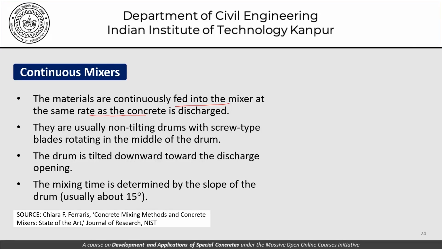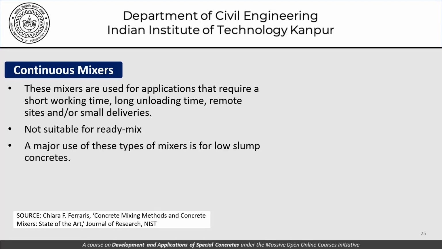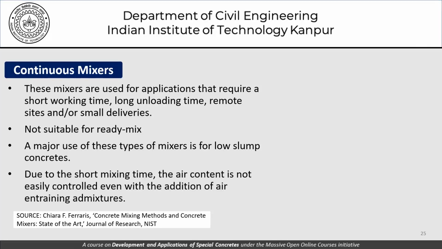Continuing our discussion about continuous mixers, these mixers are used for applications that require a short working time, long unloading times, remote sites, and/or small deliveries. They are not particularly suitable for large volumes of concrete to be mixed or delivered. They are not suitable for ready mixed operations, and a major use of these types of mixers is for low slump concretes. High slump concretes are difficult to get out of these continuous mixers. Due to the short mixing time, the air content is not easily controlled even with the addition of air entraining admixtures. So the use of continuous mixers is rather limited in its scope, as we can see from the brief description that has been given here.